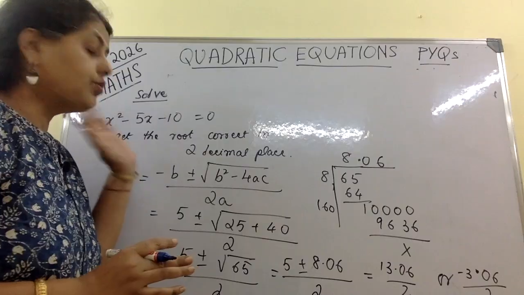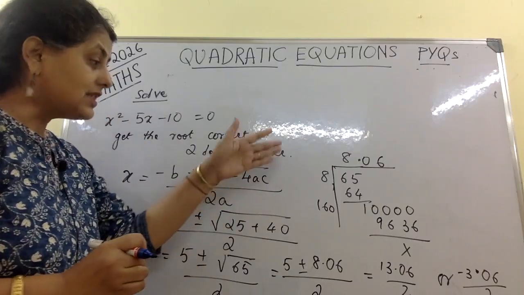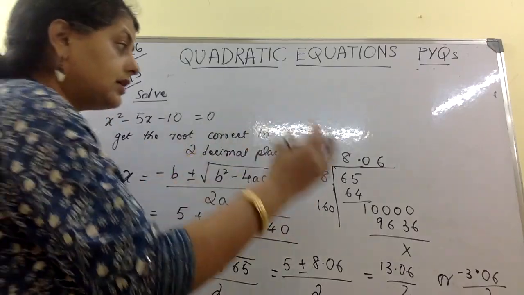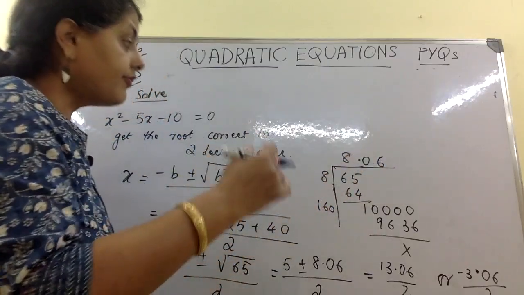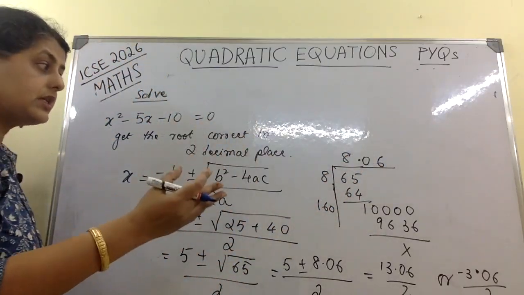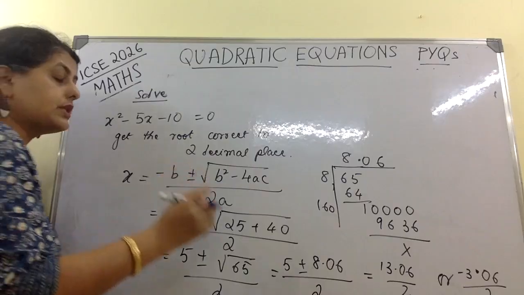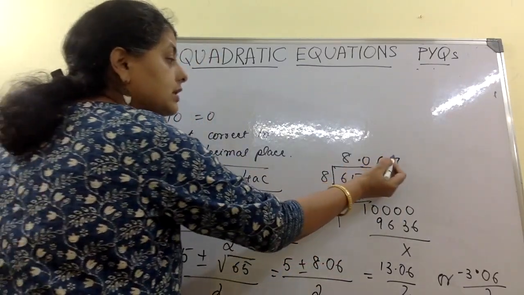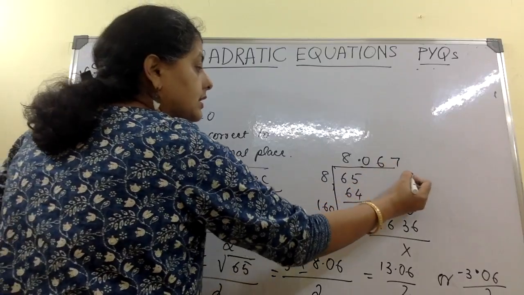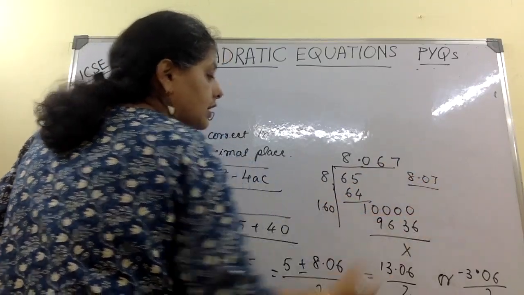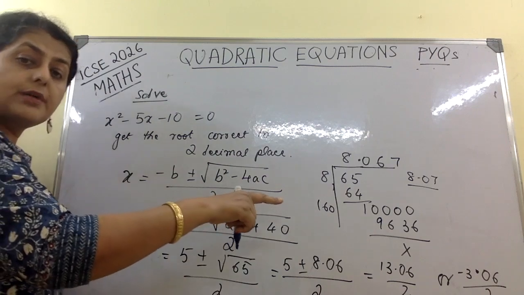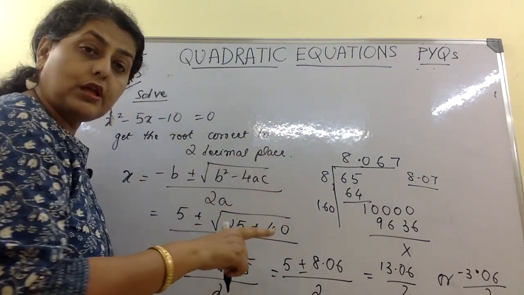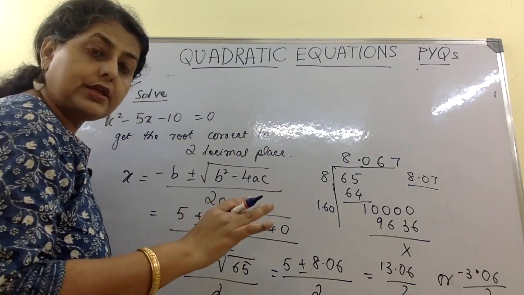Okay, correct to 2 decimal places. Now here it was a little difficult to find the third decimal digit, but if you are able to find it easily, then supposing it is coming to a 7, then you can make this 8.07. Now since the calculation was becoming very big and you have to do it all by yourself, you can't use any calculator or anything.